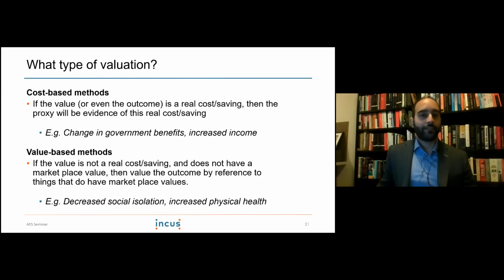Where you don't have that and the value is not a real cost or saving with a market price, then you have to do that by reference to things that do have market price values. So the value-based methods. Something like decreased social isolation as an outcome is a really important one, but you can't buy social isolation off a market shelf. So you have to find another way to represent the value for that outcome for that individual.